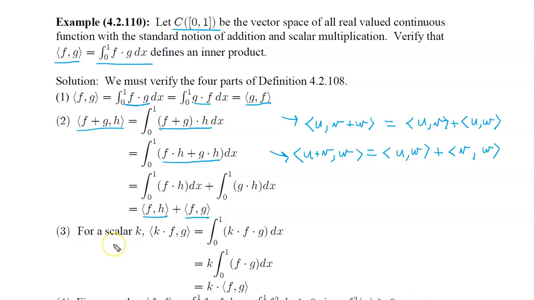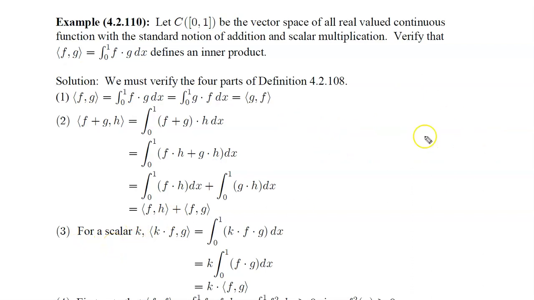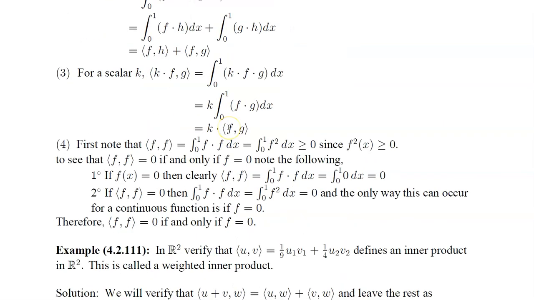Now let's take a look at property number 3, verifying that. So if we look at the inner product of k times f with g, that is simply this right here, where we multiply all three together. Now this dot means real number multiplication.